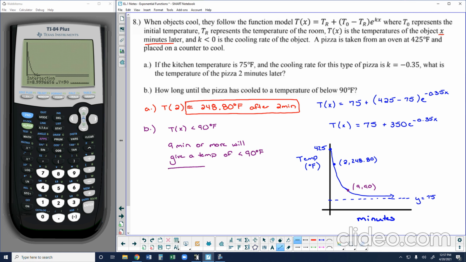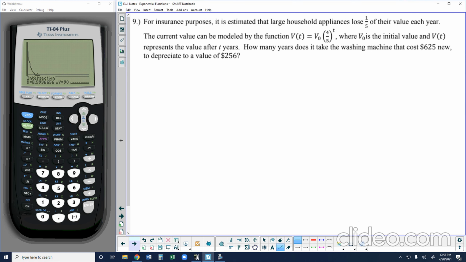So maybe we know that we want to eat this pizza when it's near or below a temperature of 90 degrees to avoid burning our mouth. We know that we're going to need to wait 9 minutes once this pizza has been moved into the kitchen. So this equation is going to be useful for us. This equation again allows us to find the temperature of an object once it has changed locations and begins to cool.